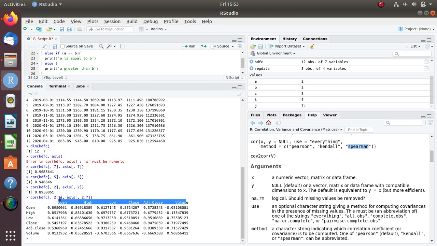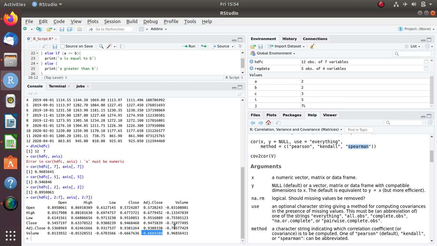Suppose this is HDFC. HDFC is organized in rows, and Axis is organized in columns. Now the open price of HDFC can be compared with, I'm extremely sorry, I was interpreting it in a wrong way. So the open price of HDFC is very strong and positive when compared with the open prices of Axis, and high prices of HDFC are also strong and positive. Are there any negatives? Yes, here there is a negative value. Volume and adjusted close prices are negative. Anyway, that is not a good comparison.